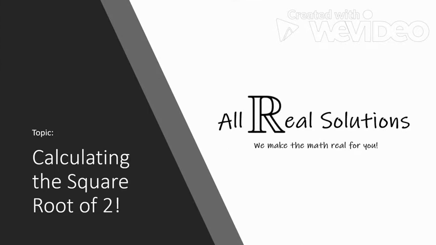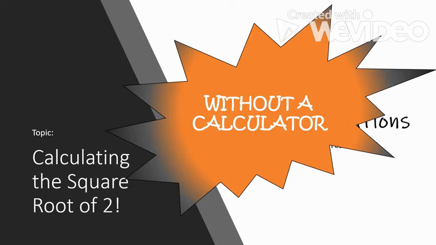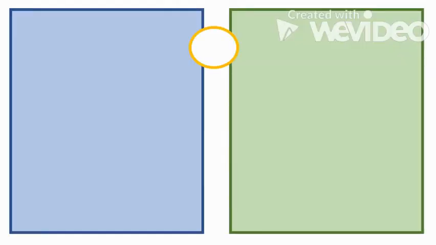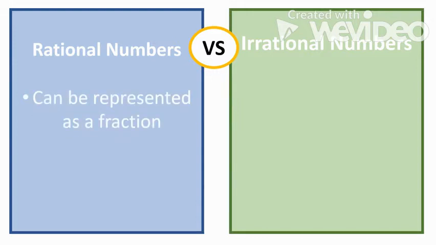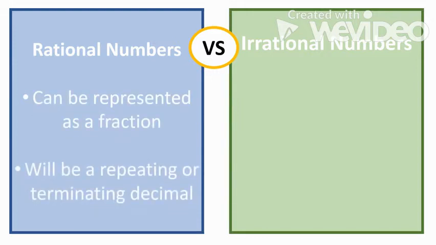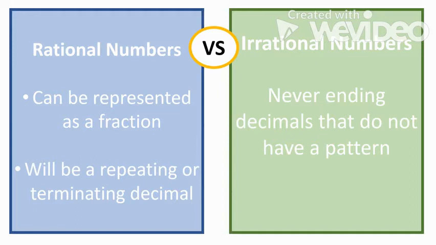This week's topic is calculating the square root of 2 without a calculator. Before we begin, I want to review rational and irrational numbers. Rational numbers can be represented as a fraction, and they're also going to be repeating or terminating decimals. Irrational numbers have never-ending decimals that do not have a pattern.